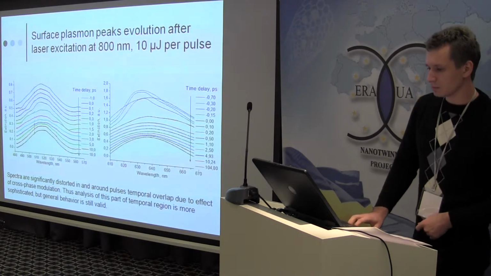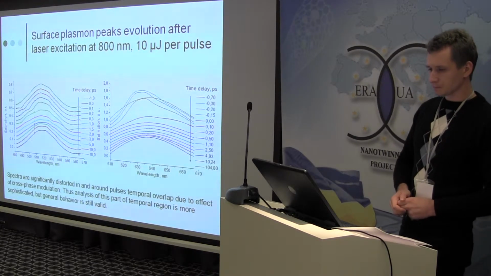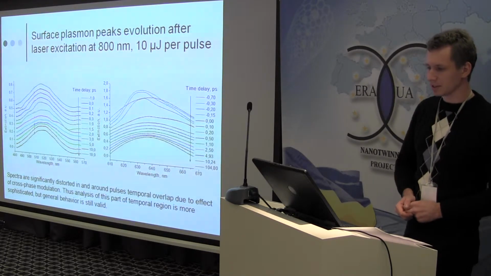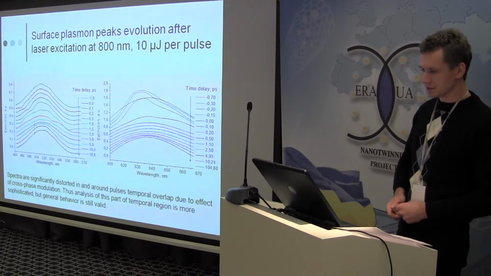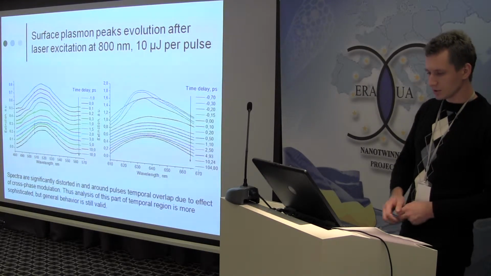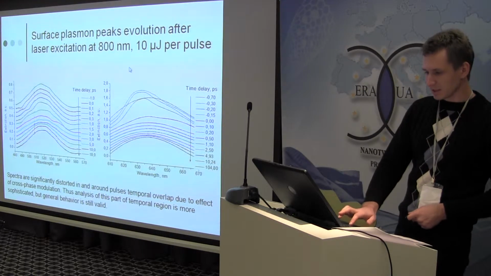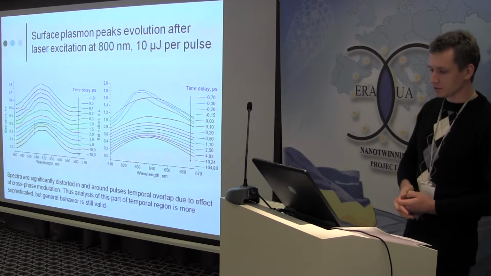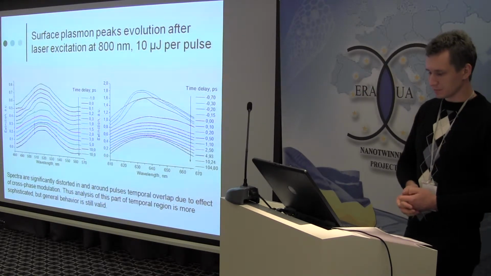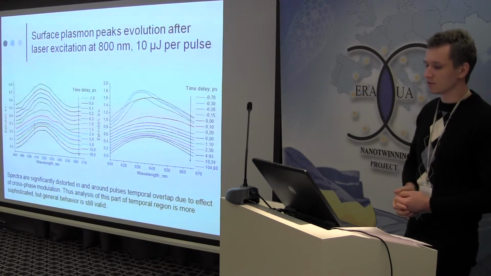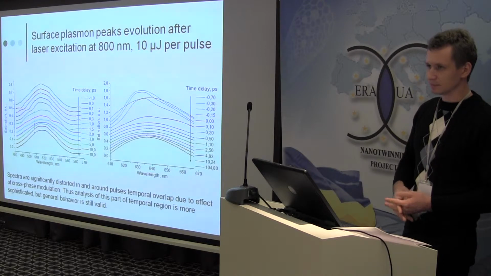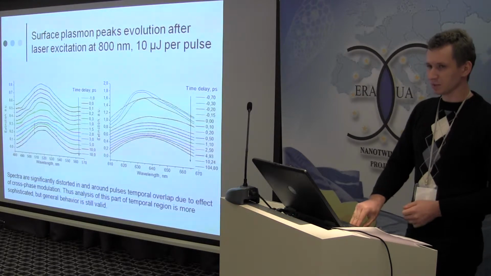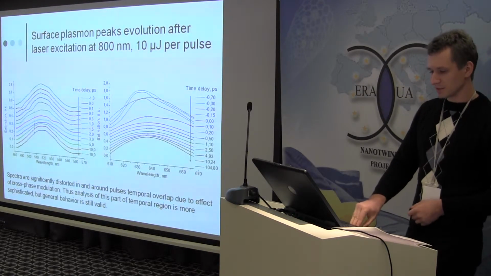So here are some pump-probe measurements. They show the evolution of surface plasmon peaks after laser excitation at 800 nanometers. Unfortunately, because of this type of measurement, they are significantly distorted, because in the region of temporal overlap there is a slight effect of cross-phase modulation, which causes this distortion. So analysis in this region where the pulses overlap is more sophisticated.